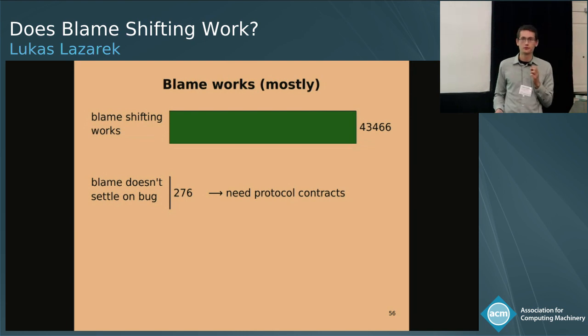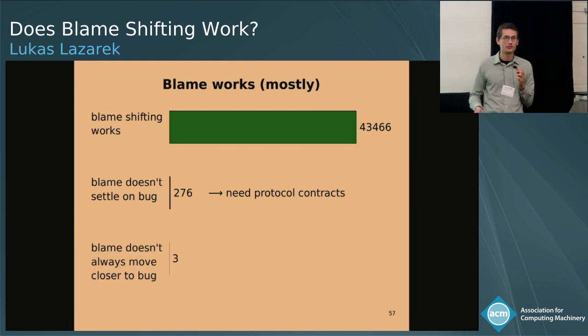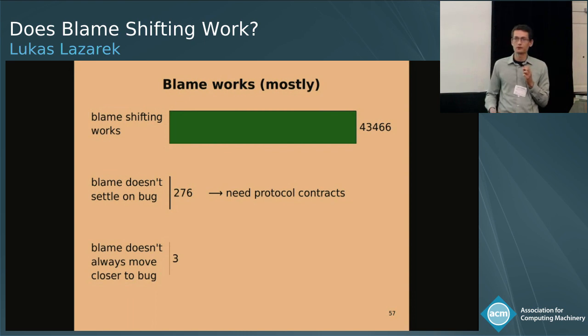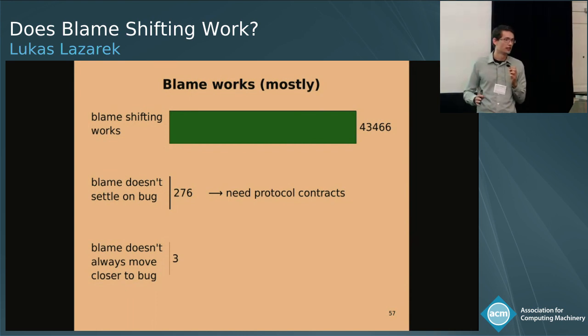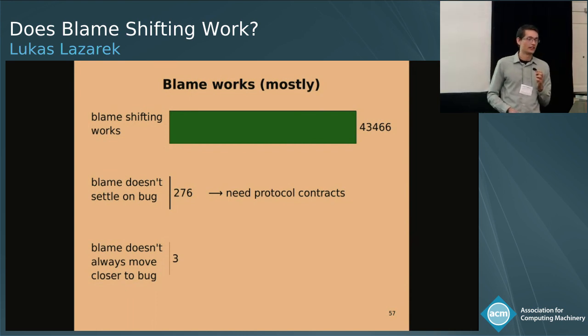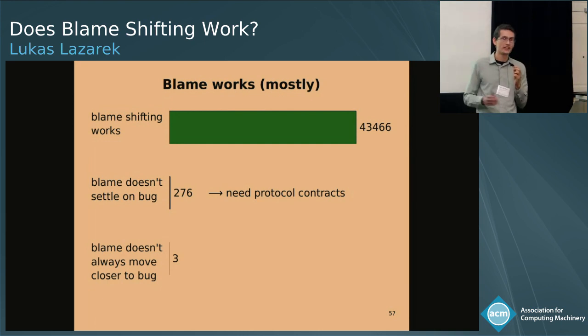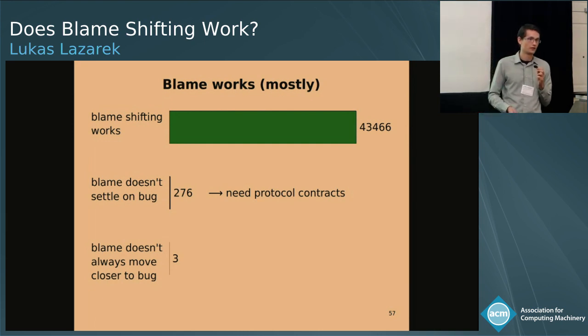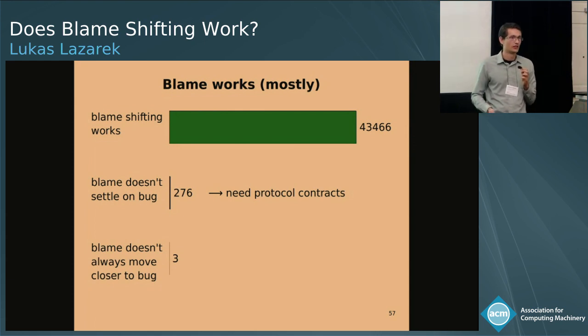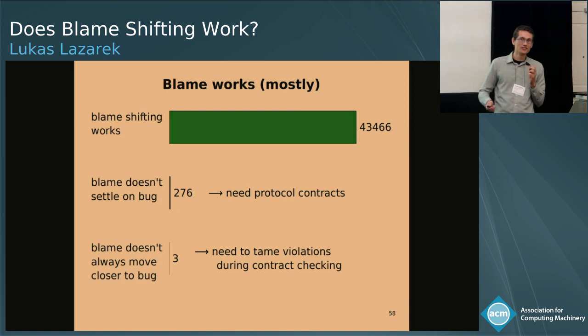And you can also read in the paper about how we evaluated a second hypothesis about blame shifting, which tries to capture an intuitive notion about whether, as the blame shifts between the components in the program, it's always moving closer, in some sense, to the bug. And I don't have time to get into the details, but we found 3 cases where this also wasn't true. And in the same way, we found we could attribute all of these cases to a single problem, which was contract violations that were happening while we were checking other contracts. So the lesson we draw from this is that we need to think more about understanding and taming these kinds of contract violations.